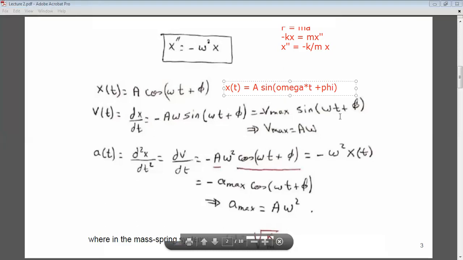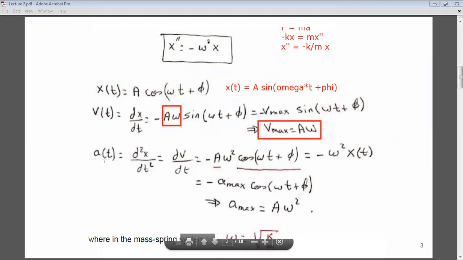So here we use the same thinking as here: whatever is outside the cosine function is oscillating. X is oscillating between plus A and minus A. Here the velocity is oscillating between v maximum and minus v maximum. So v maximum in this case is A omega. Okay, so A omega is v maximum. And this is what we said in one of the lectures. We will prove it later.